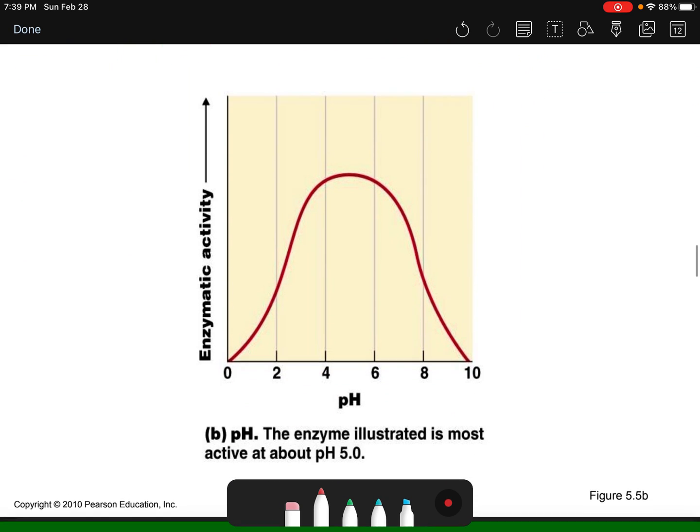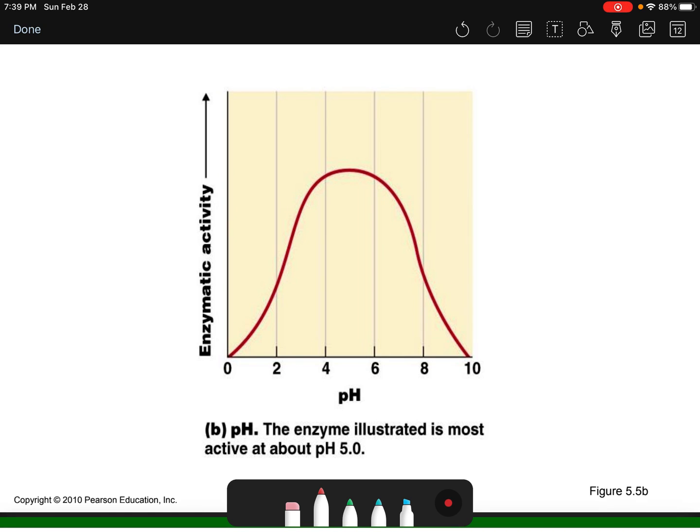So again, if you were to look at that in a graph form, right up here, it looks like this one, about a pH of 5, is about its optimal pH right here. But if it gets too much more acidic, or starts moving into more of the basic area there, it loses its function. The enzyme doesn't function as well.